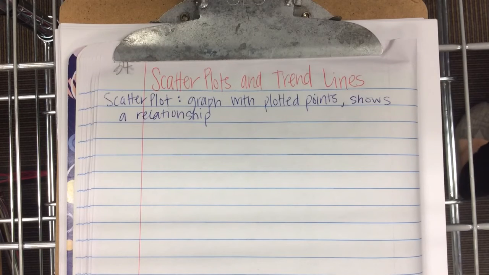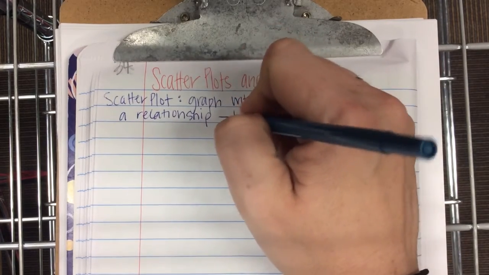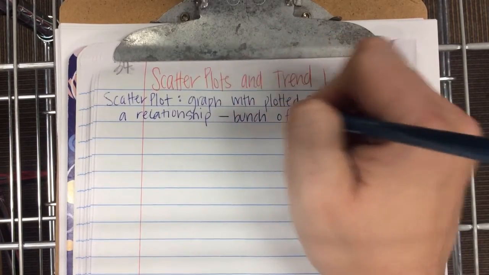This is bivariate data, meaning two sets of different variables. And how do they relate to each other? Is there a relationship? Yes, no. What kind of relationship? It's basically just a bunch of dots.